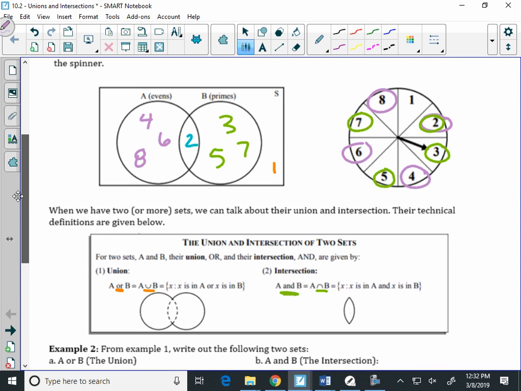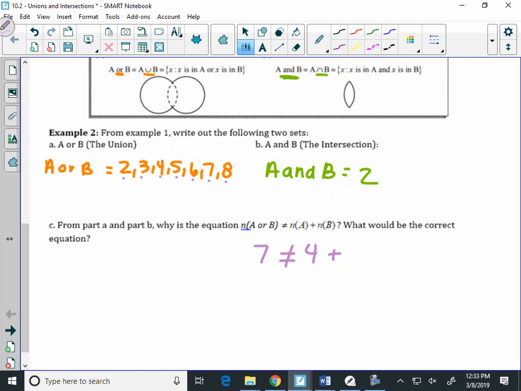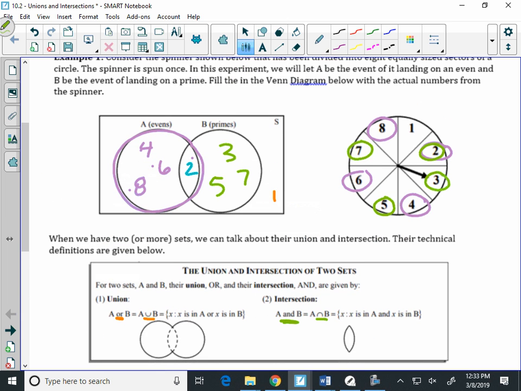So if I look at just the even circle, how many fall into that circle? How many are in set A? There are 1, 2, 3, 4 outcomes that fall into set A. So I'm going to put 4 plus, go back to our Venn diagram, then the amount that's in B. So I just look at the B circle. How many elements are in B? 4.